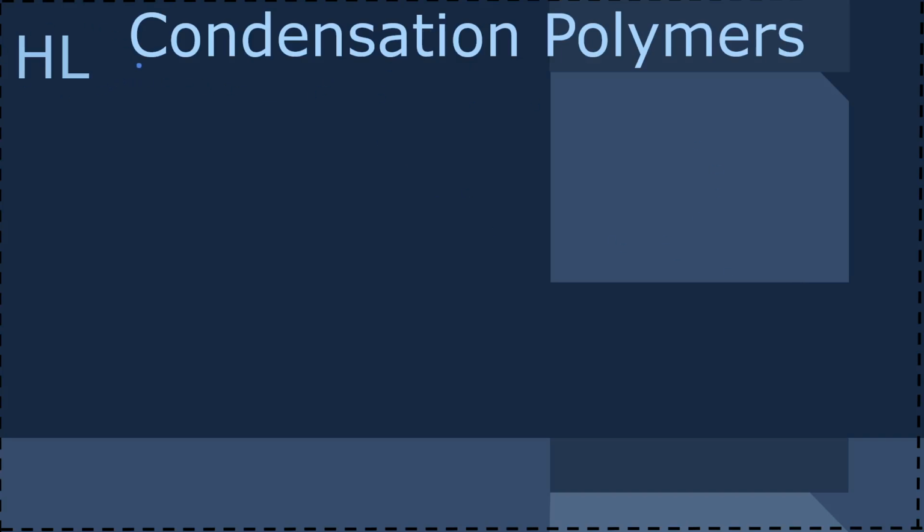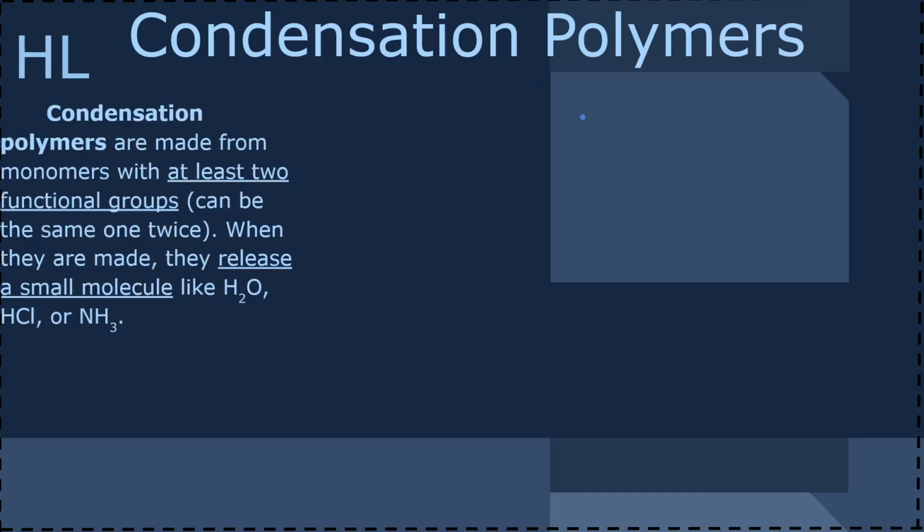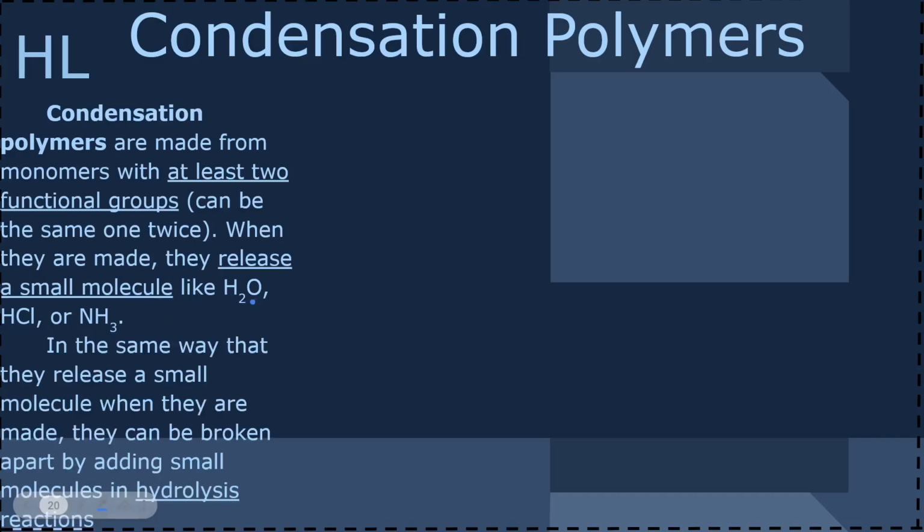So for HL, I'm talking about condensation polymers. Condensation polymers are made from monomers with at least two functional groups. They can be the same one twice, and when they are made, they release a small molecule, unlike addition polymers, like H2O, HCl, or NH3. In the same way that they release a small molecule when they are made, they can be broken apart by adding small molecules in hydrolysis reactions.